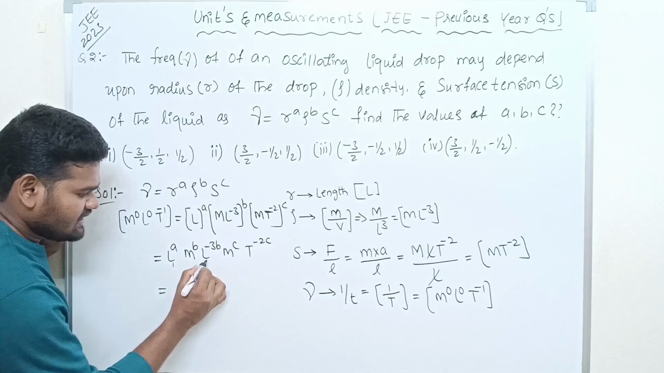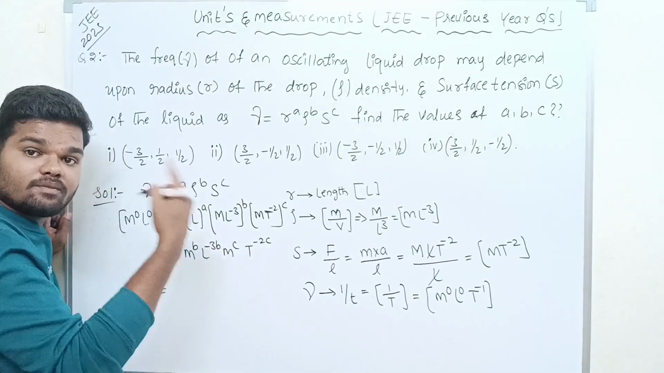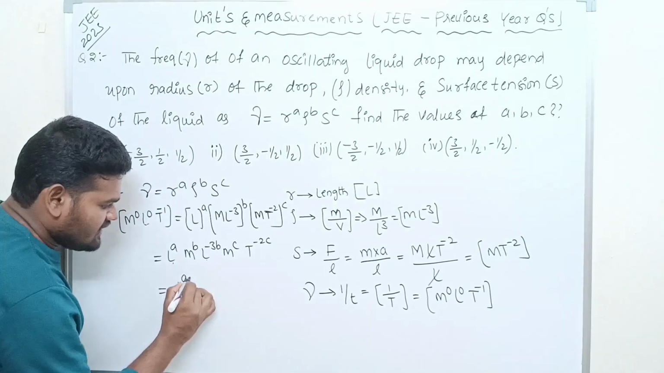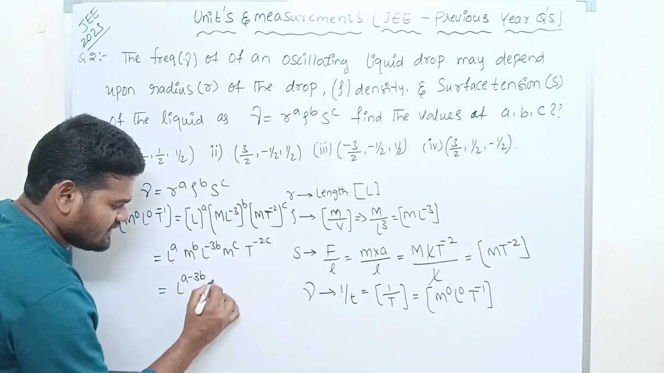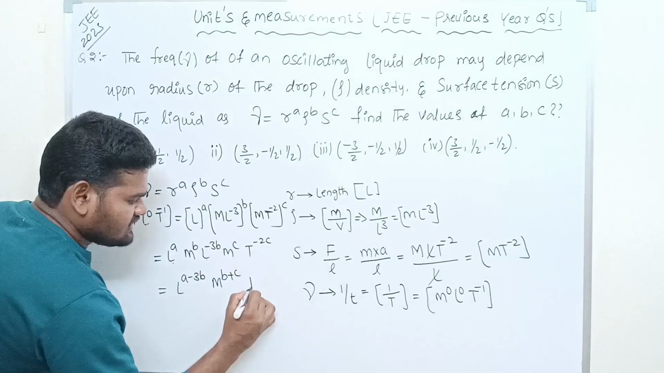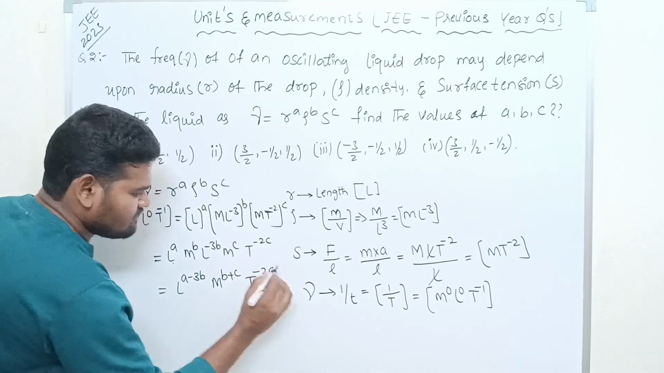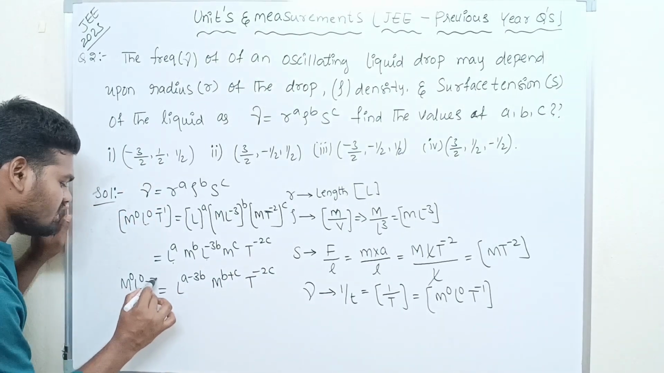Here L is there, here L is there, power a and minus 3b. If the base is same, powers will be added: L power a minus 3b. Here M power b, M power c: M power b plus c. Next, T power minus 2c, which is equal to M power 0, L power 0, T power minus 1.